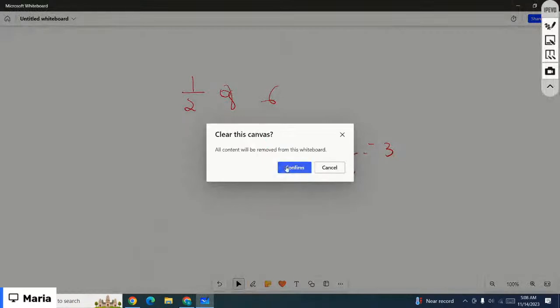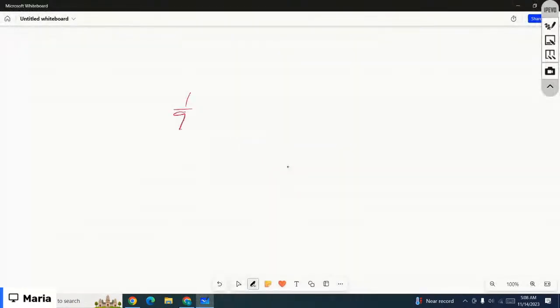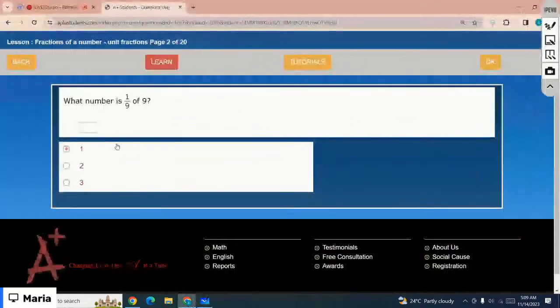So you have to calculate 1 by 9 of 9. So you have to do 1 by 9 times 9. So that means it is 9 over 1. So just do numerator times numerator. 9 times 1 is 9. 9 times 1 is 9. And when you divide, 9 divided by 9 is 1. So that means 1 by 9 of 9 is 1. The correct option is 1.